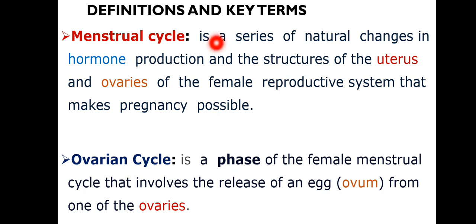So the menstrual cycle is a series of natural changes in hormone production and the structures of the uterus and the ovaries of the female reproductive system that makes pregnancy possible. Remember I said the reason why there is this particular cycle is just trying to bring about making pregnancy possible. So why are we saying it is a series of natural changes? I'm just trying to make this definition make sense.